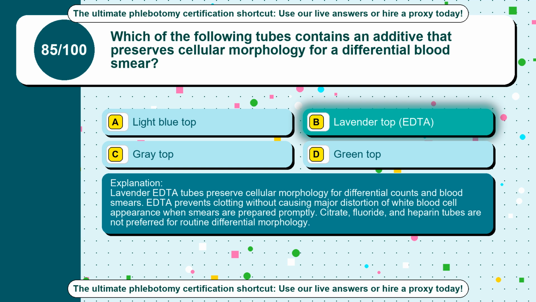EDTA prevents clotting without causing major distortion of white blood cell appearance when smears are prepared promptly. Citrate, fluoride, and heparin tubes are not preferred for routine differential morphology.